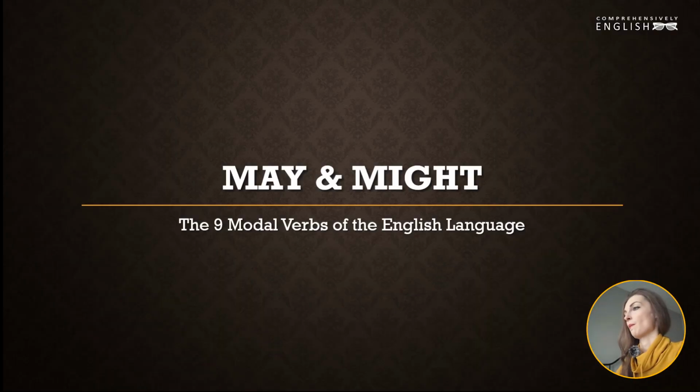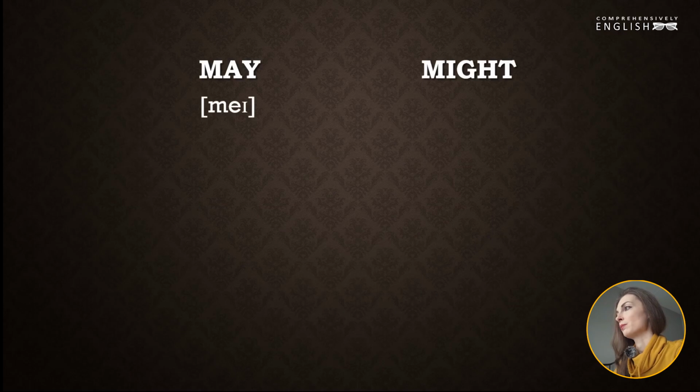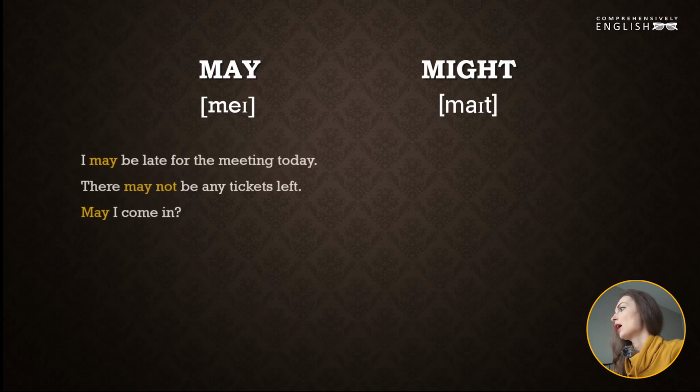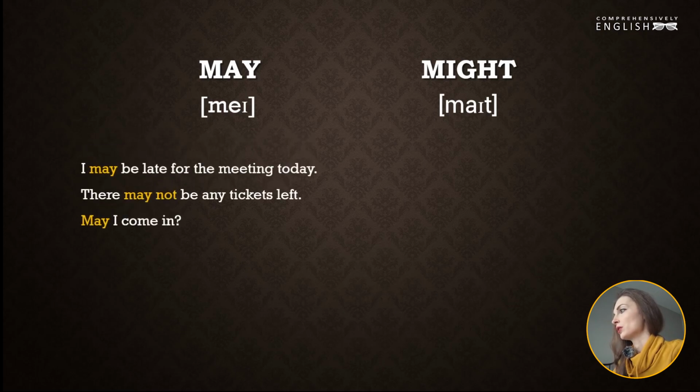Of course, these are not all of the situations in which we can use these two modal verbs, and today we'll discuss them in detail. Without further ado, let us start. May and might. May, we read as may, with the sound e, and might is I, might. GH is not read.